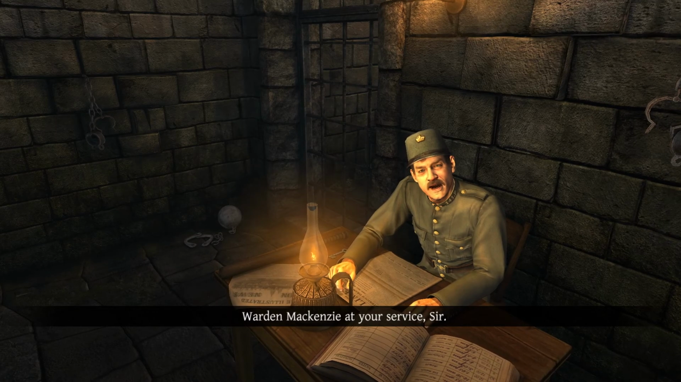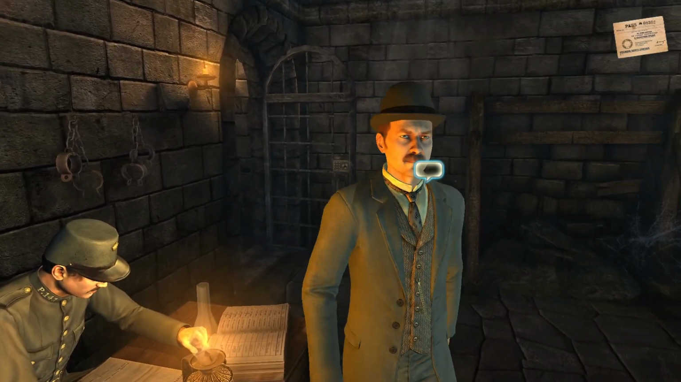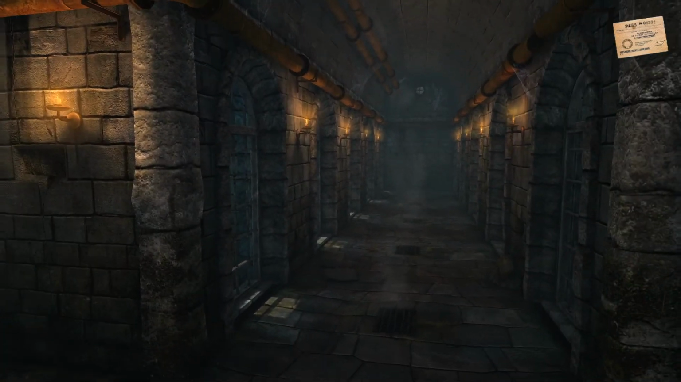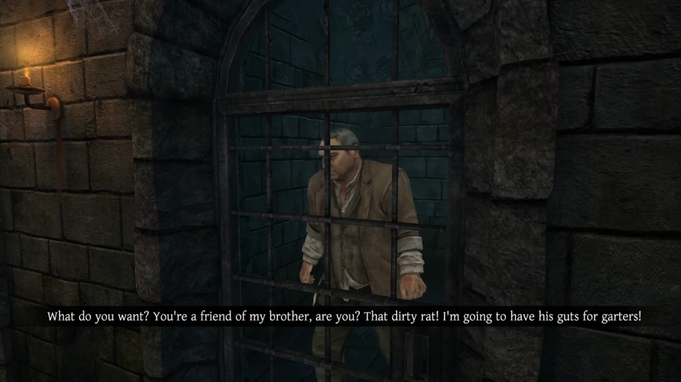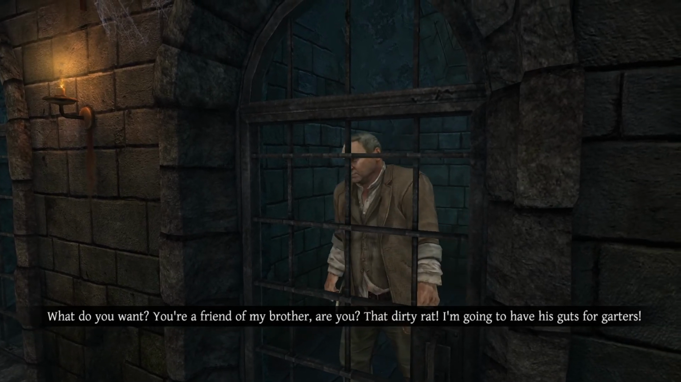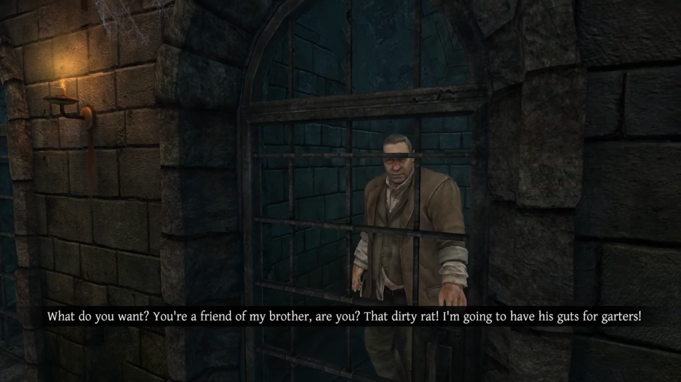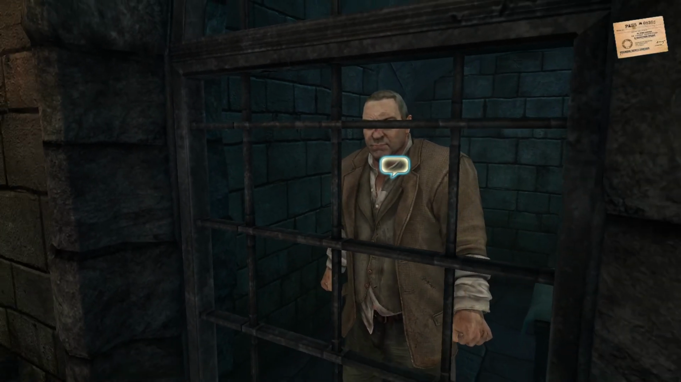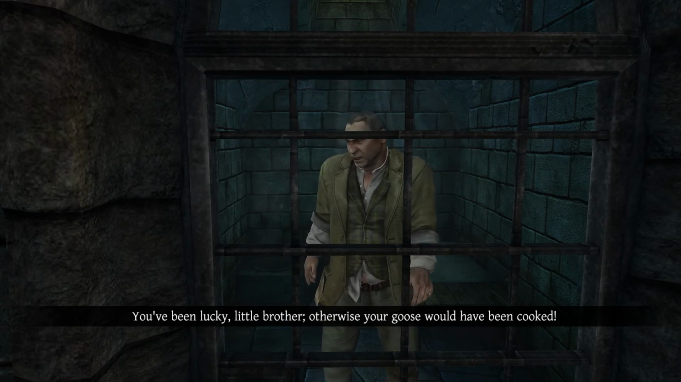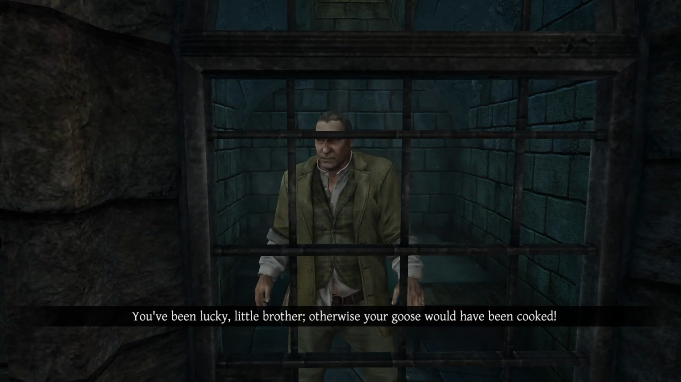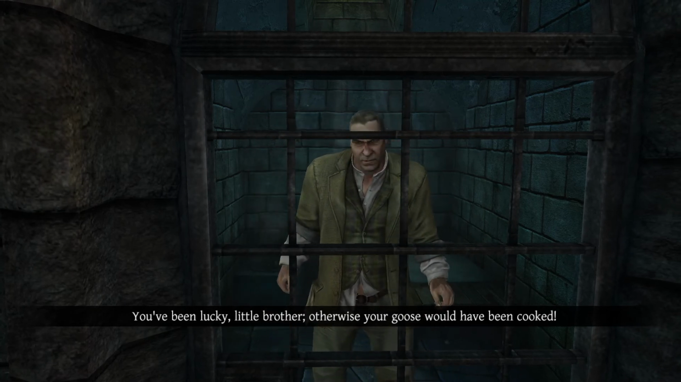Warden Mackenzie, at your service, sir. That's okay, sir. It's nice to have some help down here, sir. So, let's move on. What do you want? You're a friend of my brother, are you? That dirty rat. I'm going to have his guts for garters. Anything to say? You've been lucky, little brother. Otherwise, your goose would have been cooked.